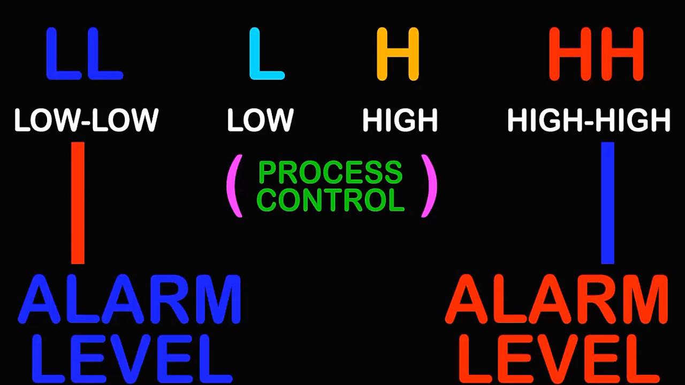The low and the high set points are our process control set points. They start and stop devices. As long as we are within there, that is considered our operating range. That's our process range. That's where we want our temperature to be. But sometimes things go wrong.